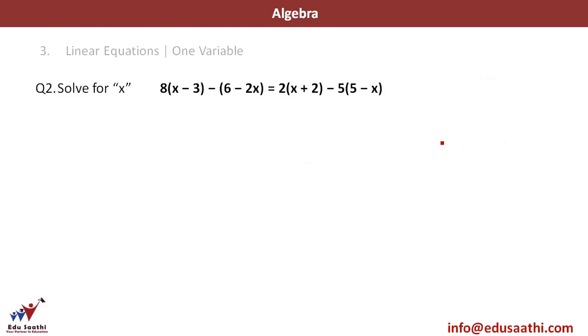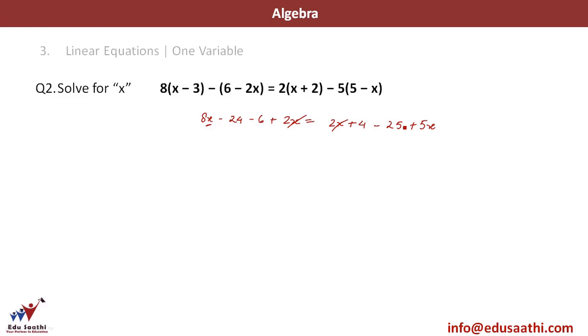Let's look at another question. Linear equation in 1 variable is very simple. So if you just open the brackets, 8x minus 24 minus 6 plus 2x is equal to 2x plus 4 minus 25 plus 5x. So you just cancel out the terms which can be cancelled out, and otherwise you bring all the terms of x on one side and all the constants on the other.